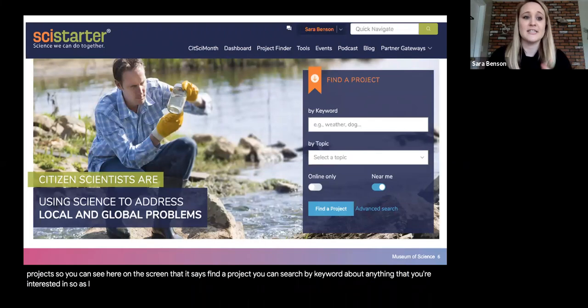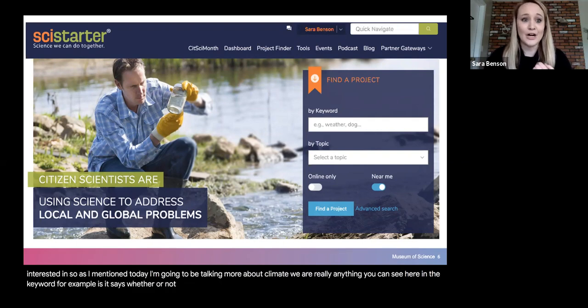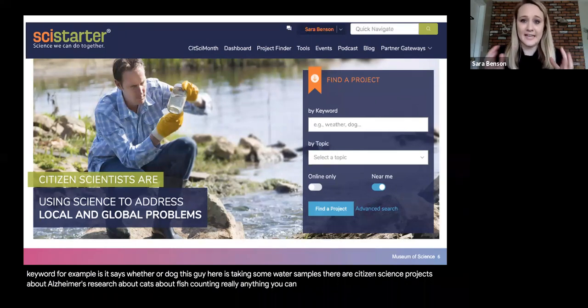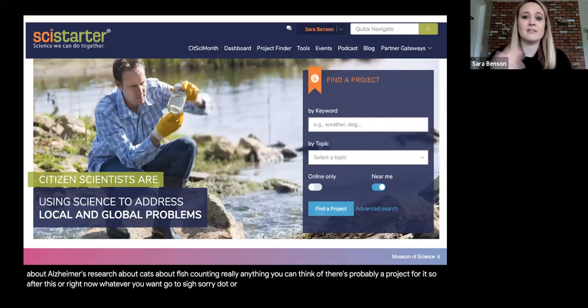As I mentioned, today I'm going to be talking more about climate citizen science projects, but they are really anything. You can see here in the keyword, for example, it says weather or dog. This guy here is taking some water samples. There are citizen science projects about Alzheimer's research, about cats, about fish counting. Really anything you can think of, there's probably a project for it. So after this, or right now, whatever you want, go to SciStarter.org and you can start searching for some projects that you can participate in.